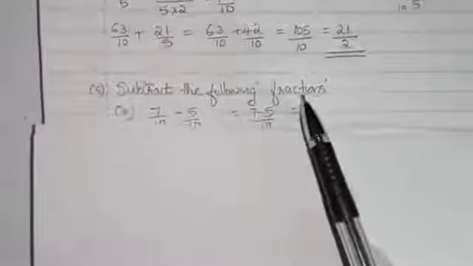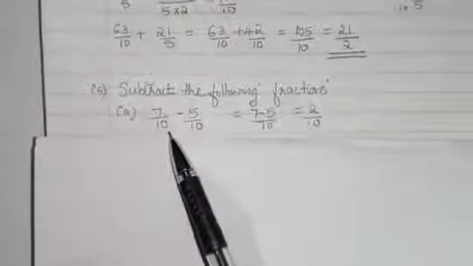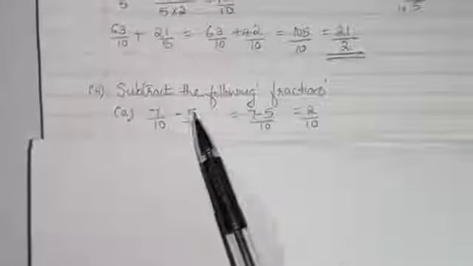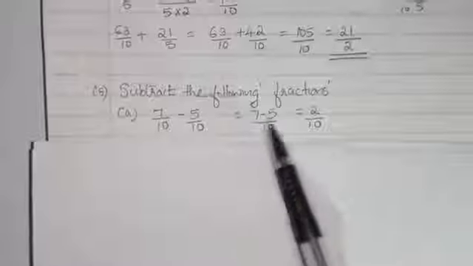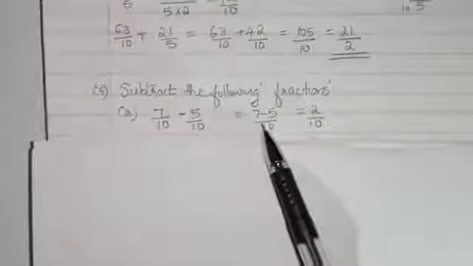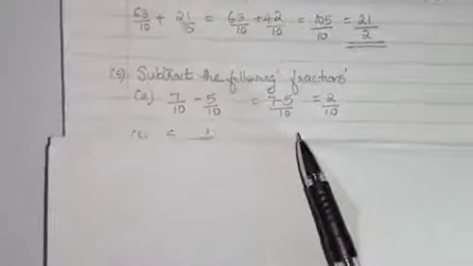Next, subtraction. Subtract the following fraction. First, subtract the like fractions. 7 by 10 minus 5 by 10. So, if the denominators are same, we subtract the numerators. 7 minus 5 divided by 10, 2 by 10.